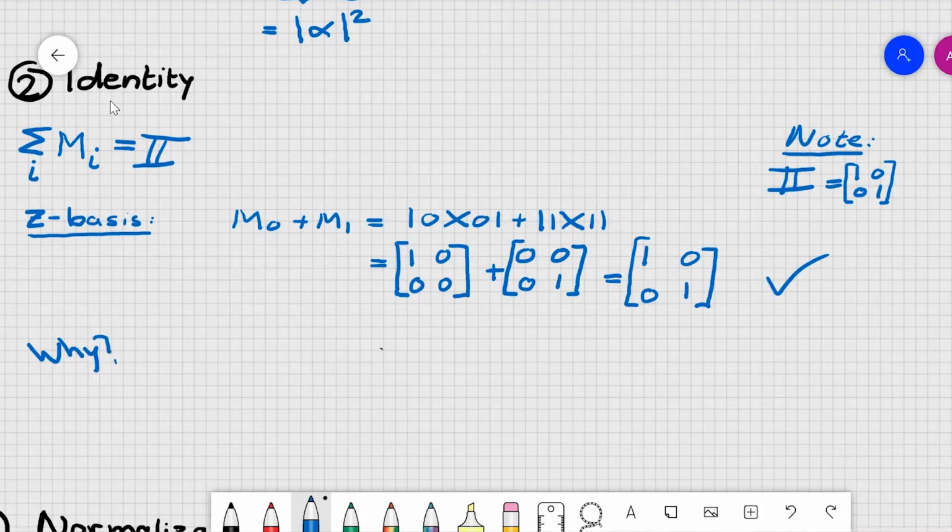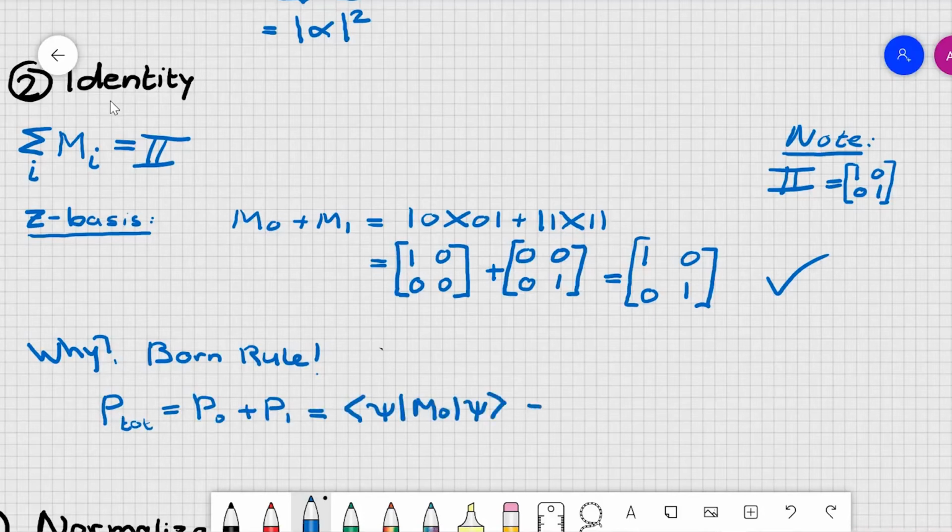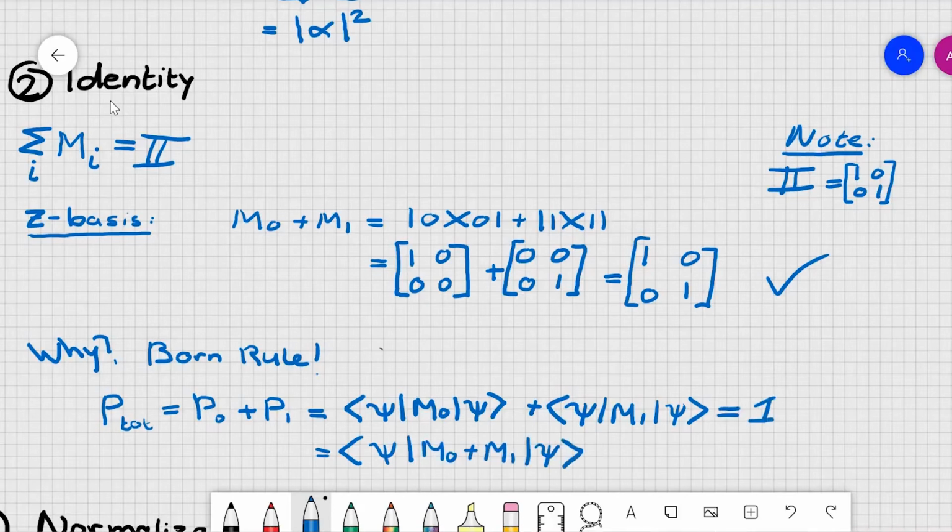Now, why is this the case? Because of the Born rule. The probability of all measurement outcomes should add up to 1. Now, if we use the sandwich rule to calculate the total probability, we do the following operation. So P total is P0 plus P1, which is the sandwich of M0 plus the sandwich of M1. Now we can group M0 and M1 together inside the sandwich. And noticing that this total probability should be 1, we can see that M0 plus M1 should be the identity matrix.